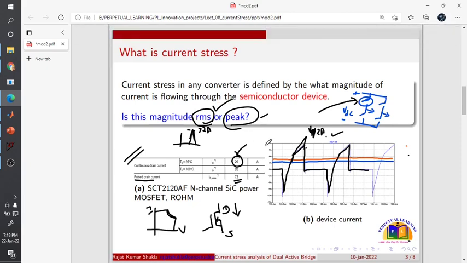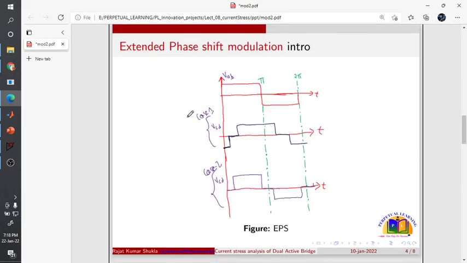So what is the extended phase shift modulation technique? Let me show you. In my previous videos, I simulated the single phase shift modulation technique, and I have just introduced the different modulation techniques here, right? So what is the extended phase shift modulation technique? Again, this is the question.